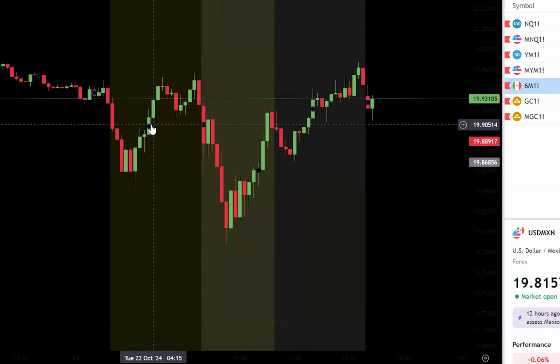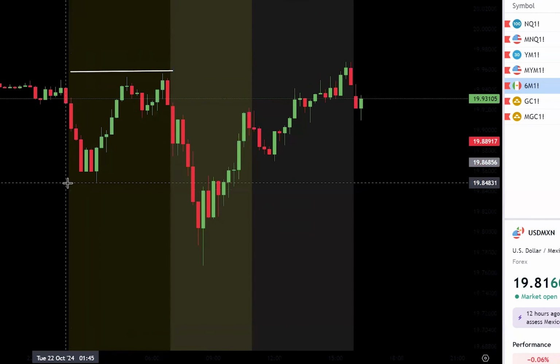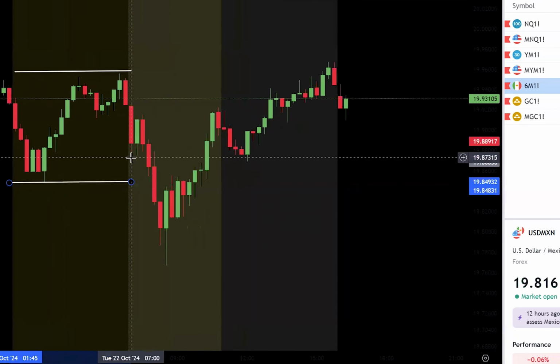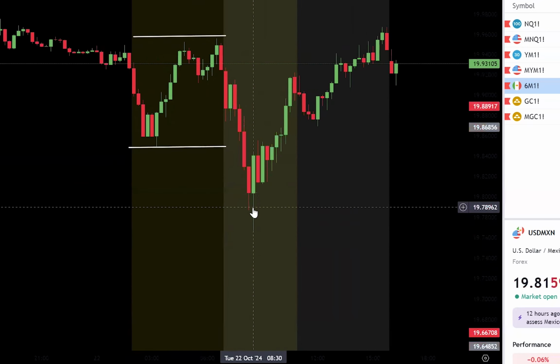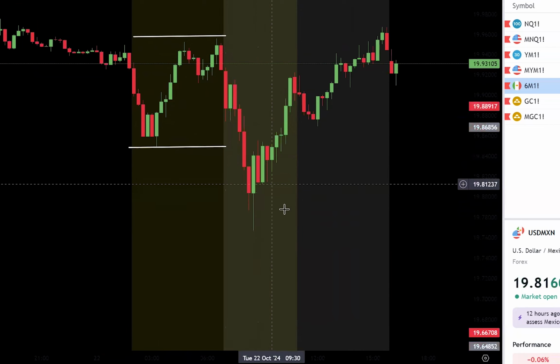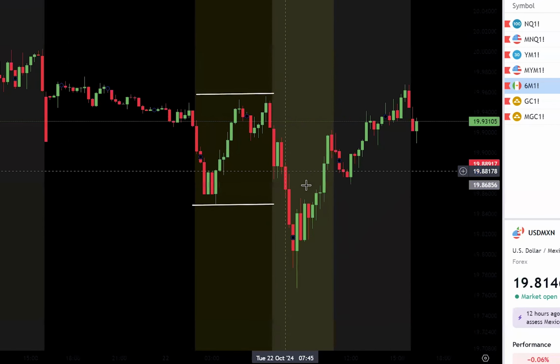Now this was another day. This is on USD MXN. We first mark off our London high and our London low. Next, what do we see again? We see the manipulation of that London low during the first hour of New York. This was kind of near 8:15ish, but it's still part of our system. We can still count this trade.